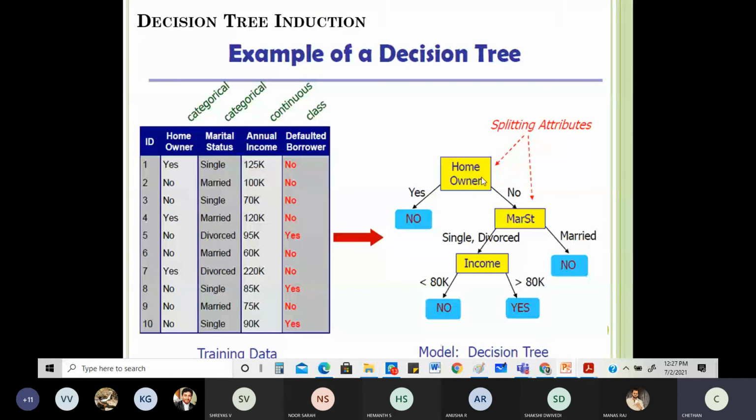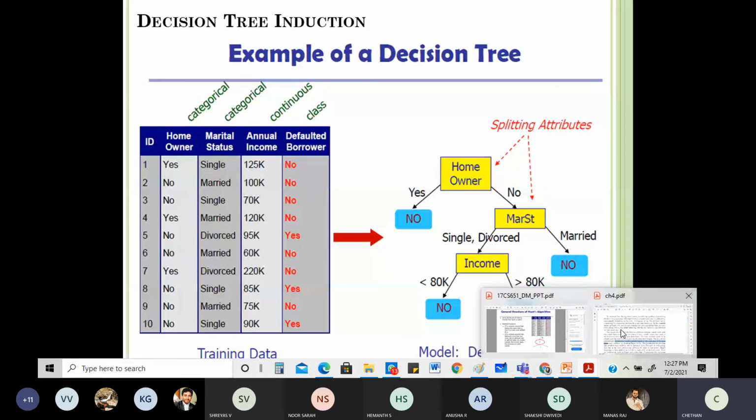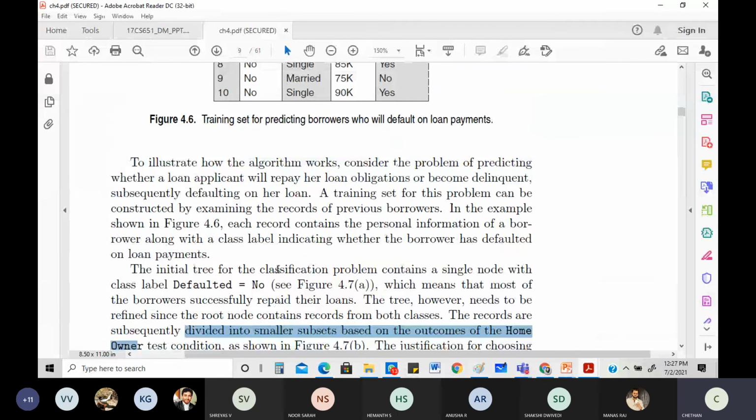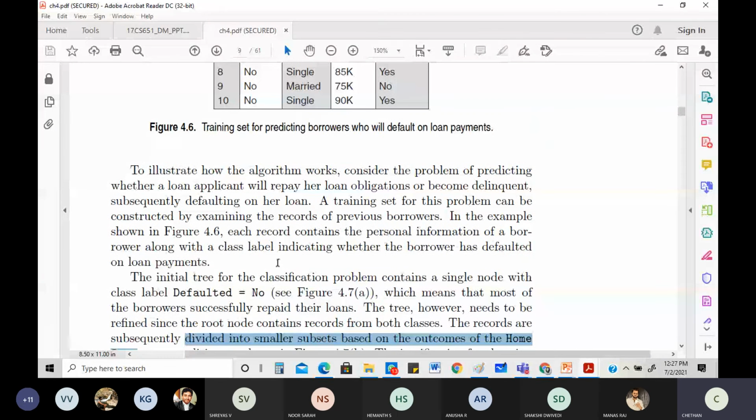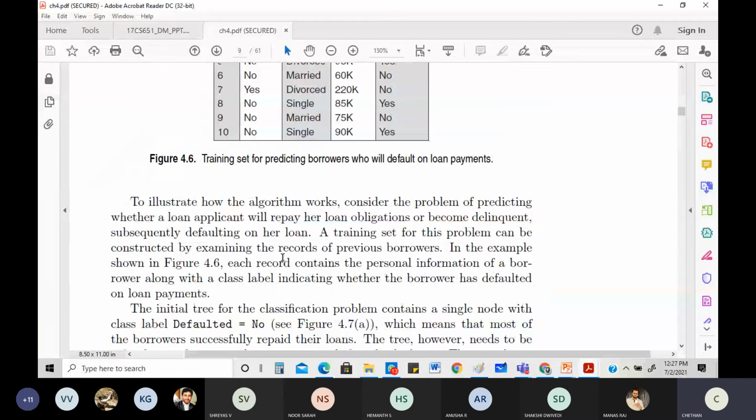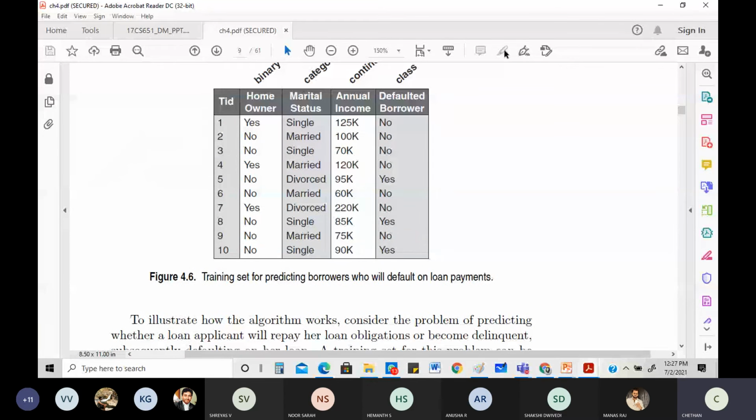This is only our example, right? Based on the homeowner condition, we are going to look into it. Now, some people may be asking why we are doing it, why not on other conditions, why only on the homeowner condition? The answer is quite simple. If you look into homeowner, whenever the homeowner is yes, it is never a default borrower.